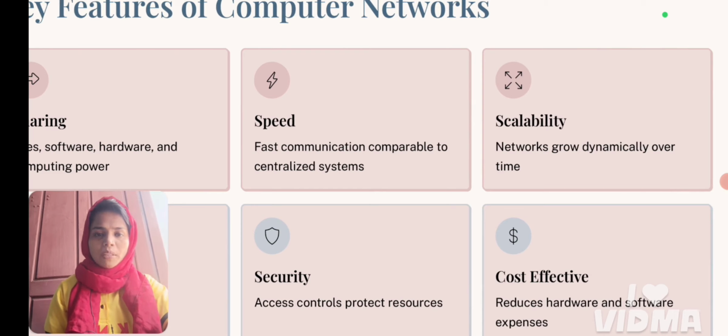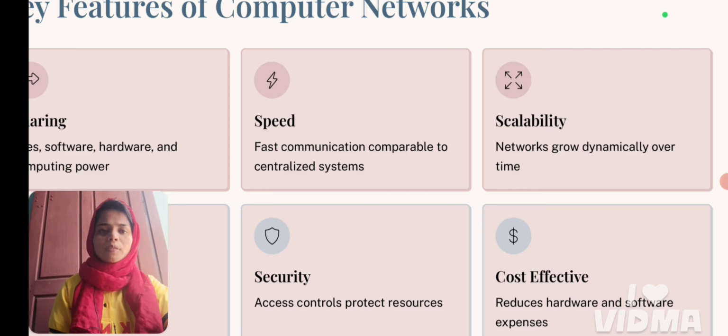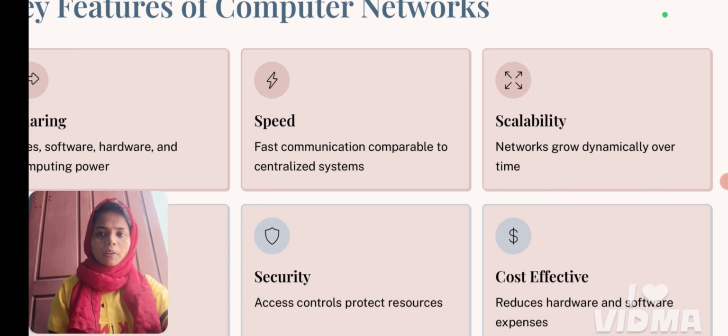Then speed. Speed is an important concept, because fast communication only is useful for current life. In the previous years, the speed was limited. Nowadays we are using 5G, which is faster than 4G, 3G or others. Okay, so speed is the main aspect. The fastest communication is the best for computer networking.